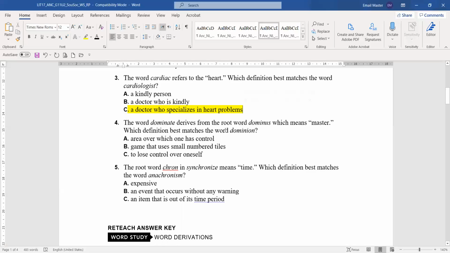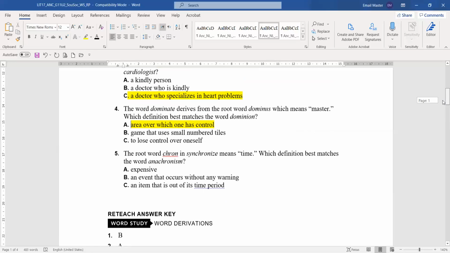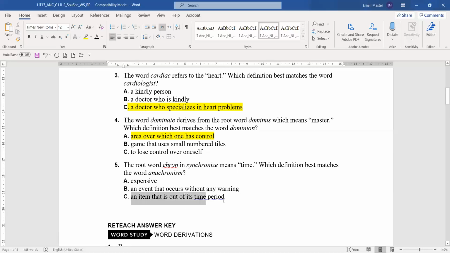The word dominate derives from the root word dominus, which means master. Which definition best matches the word dominion? So we say area over which one has control. The root word chron in synchronize means time. Which definition best matches the word anachronism? So when you put a at the beginning, this prefix is generally the opposite of that word. So we say an item that is out of its time period.